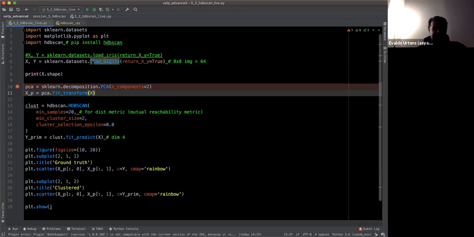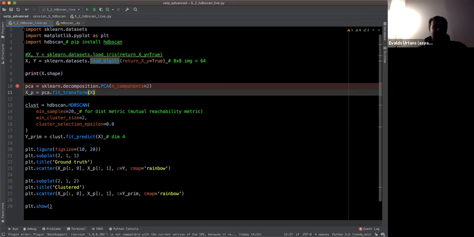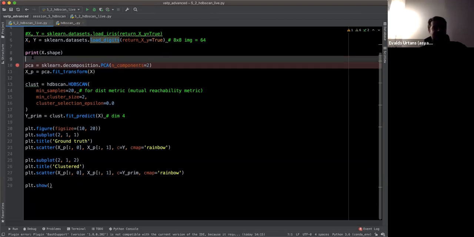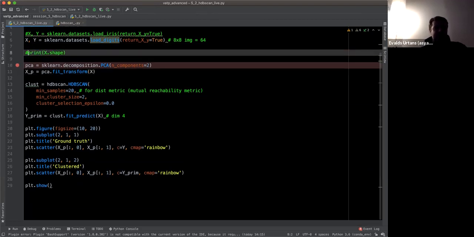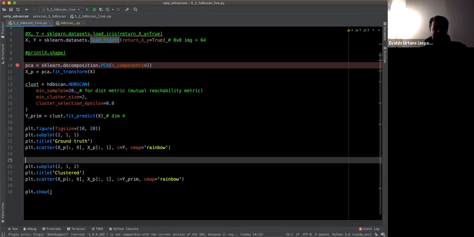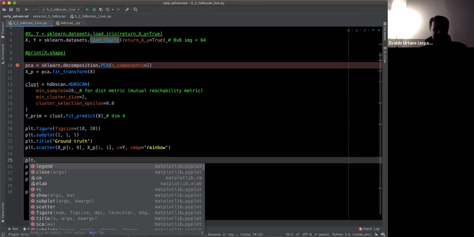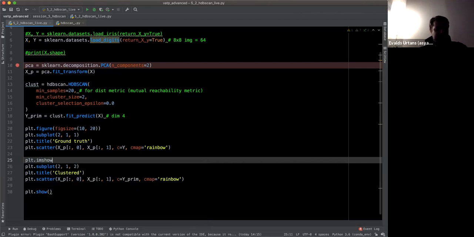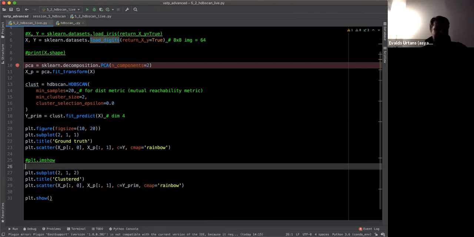Anyway, this is digits. We can even plot it visually, but I don't have time right now. If you want to look at how it looks, you can use plot imshow, and of course you need to reshape it to 8 by 8, and then you can see how these images look.